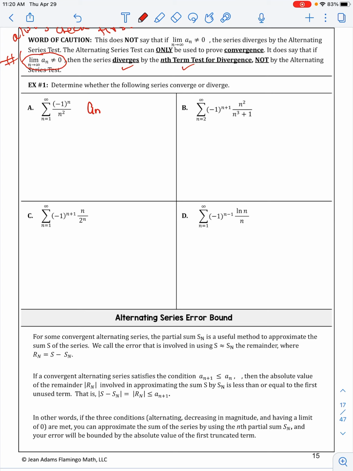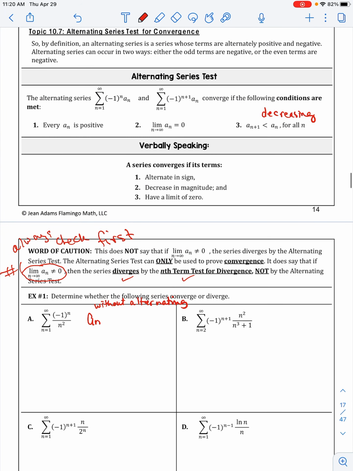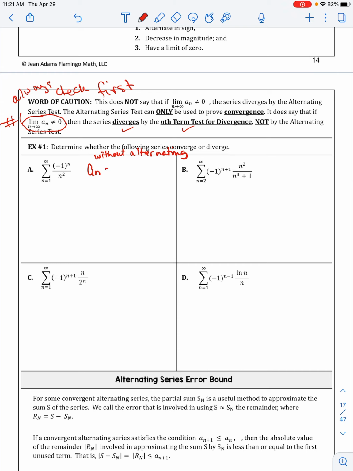Determine whether the following series converge or diverge. I notice that it is alternating, okay? So I'm going to look at my a sub n, without the alternating piece, because we are looking for three things, and it all involves just the regular a sub n. So my a sub n is 1 over n squared without it, okay?